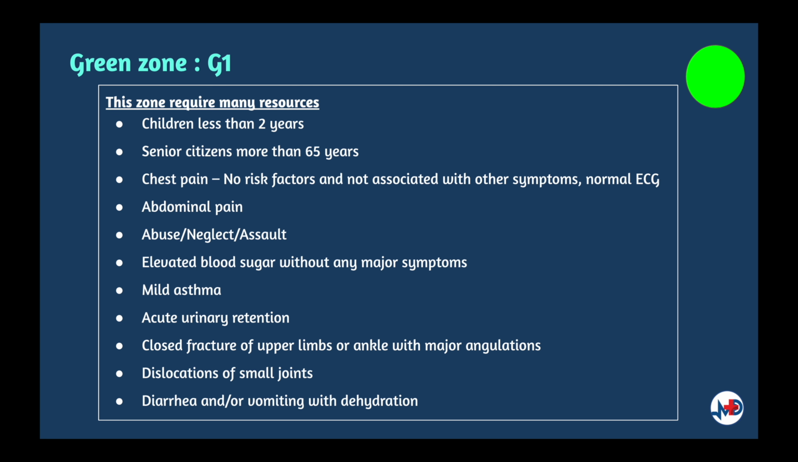Now let's take a look at the green zone. The green zone is actually divided into green zone 1, 2, and 3. This is based on the requirement of resources in each zone. In green zone 1, this is where most of the resources are required, as the cases may then be escalated to the yellow or the red zone.